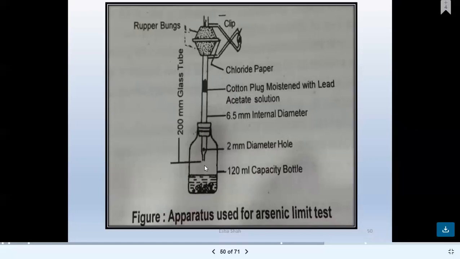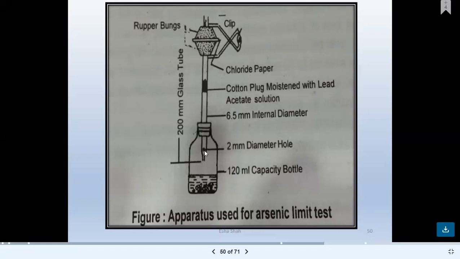Next, to that bottle we are going to attach a tube which is 20 centimeter in length, or 200 mm of glass tube. At the lower side of this tube there will be a pin hole. What is the use of this pin hole? The arsine gas formed due to the reaction of the impurity, that is arsenic, with the reagents will pass over this tube and it will adhere on the mercury chloride paper.